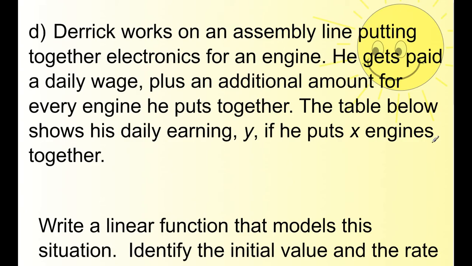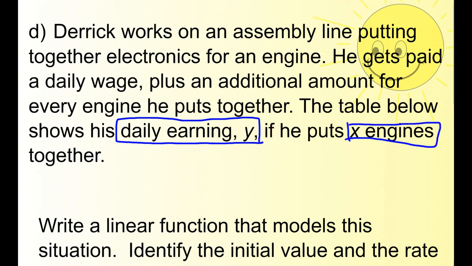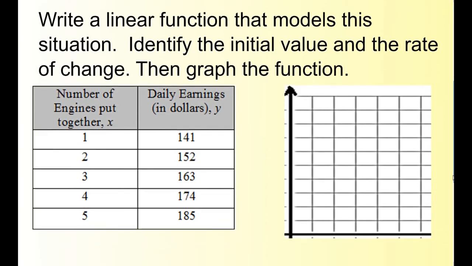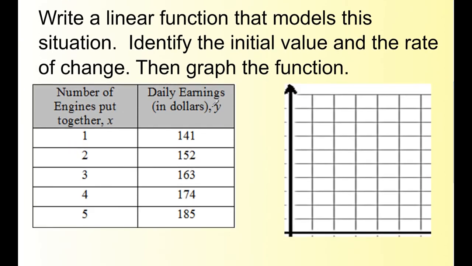All right, letter D. It says, Derek wants to work on an assembly line putting together electronics for an engine. He gets paid a daily wage plus an additional amount for every engine he puts together. The table below shows his daily earnings, Y, if he puts X engines together. Okay, so that's pretty cool because that actually tells us right now what the X and Y variables are. Y is how much money he earns every day. X is the number of engines he puts together. So daily earnings Y, number of engines put together X.